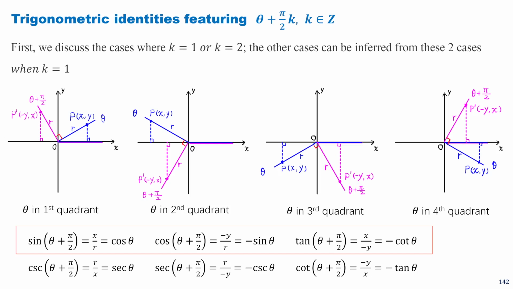Because these two little right triangles are congruent, right? Therefore, the length of this side should equal the length of this side, and the length of this side is x.